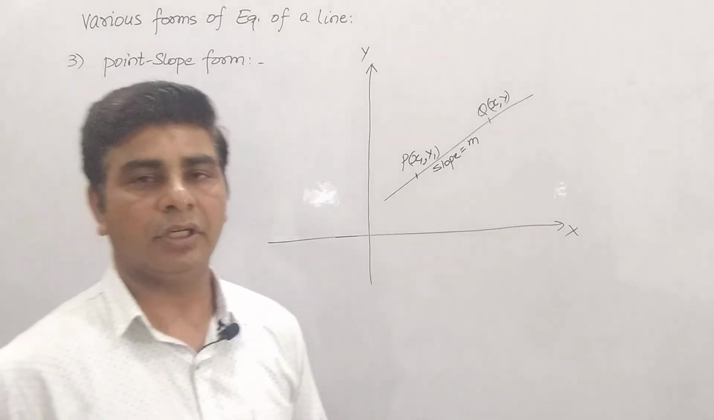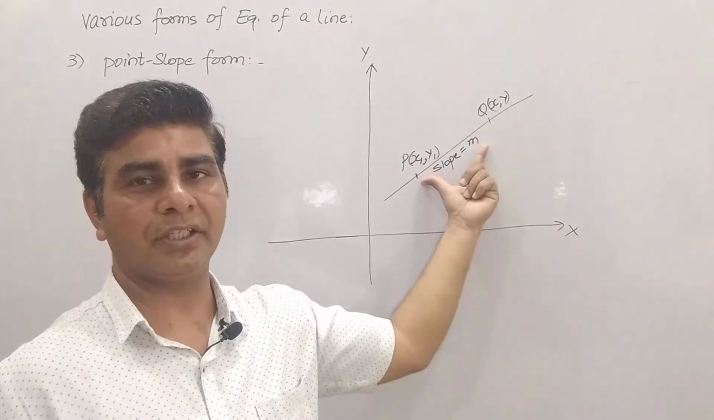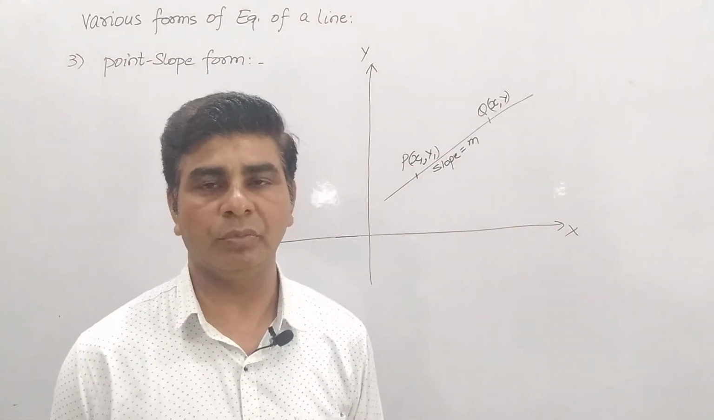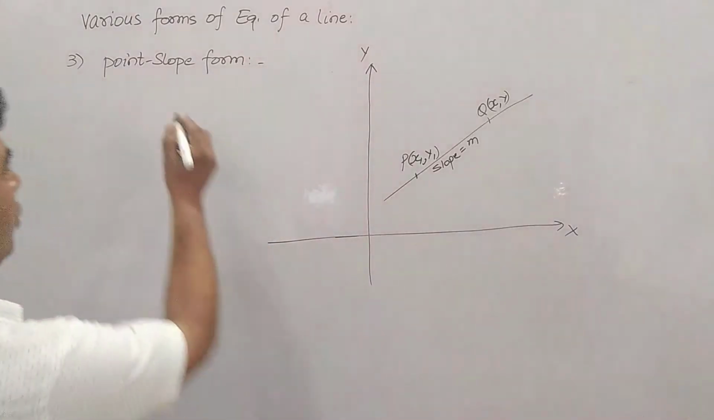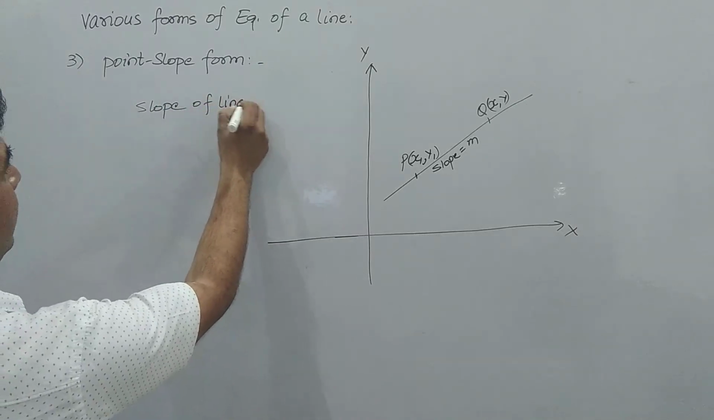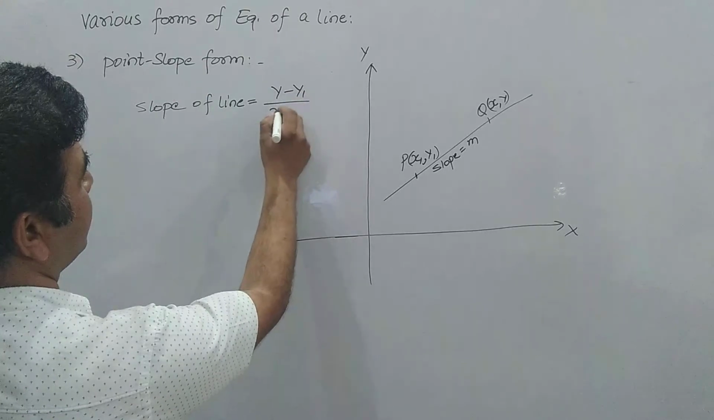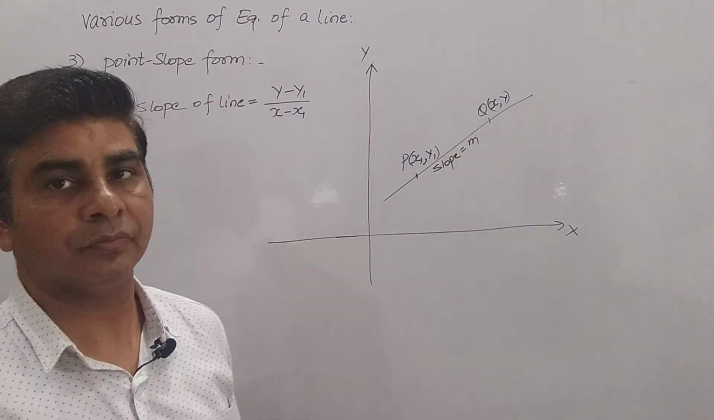Dear students, in the last video we discussed that if any line passes through 2 points, then its slope will be given by y2 minus y1 upon x2 minus x1. So let me find the slope of the line. Slope of the line will be given by y minus y1 upon x minus x1. This is the slope of line PQ.